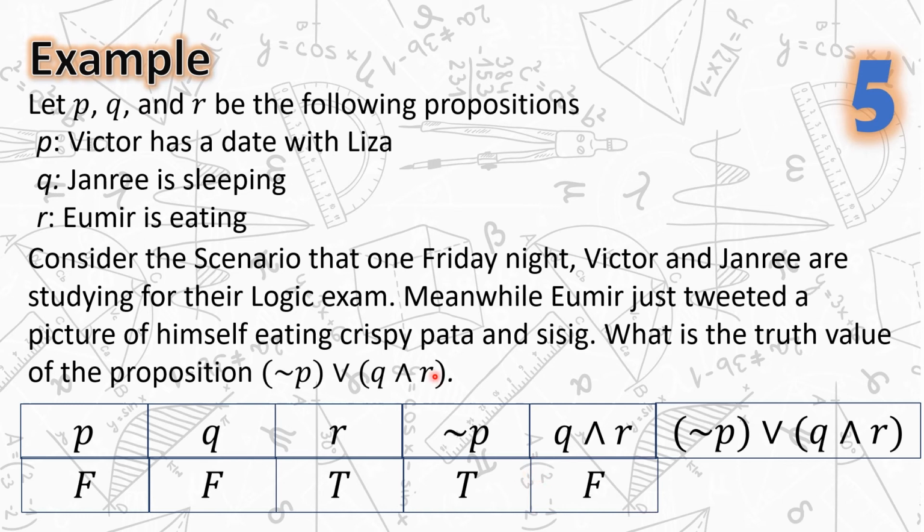Hence, this is false. Now, the disjunction not P or Q and R: we have the proposition not P as true and the proposition Q and R false. Hence, the disjunction is true. Because for the disjunction, both propositions must be false before it will be false. If at least one of the propositions is true, the disjunction is true. Hence, the truth value of the proposition is true.